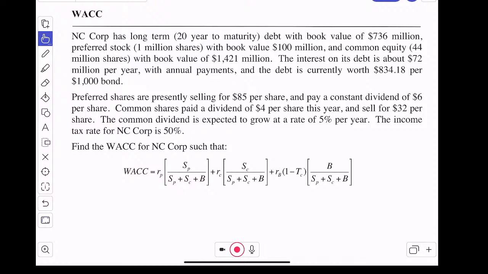Preferred shares are selling for $85. You see they're more valuable than common shares because of that guaranteed return.